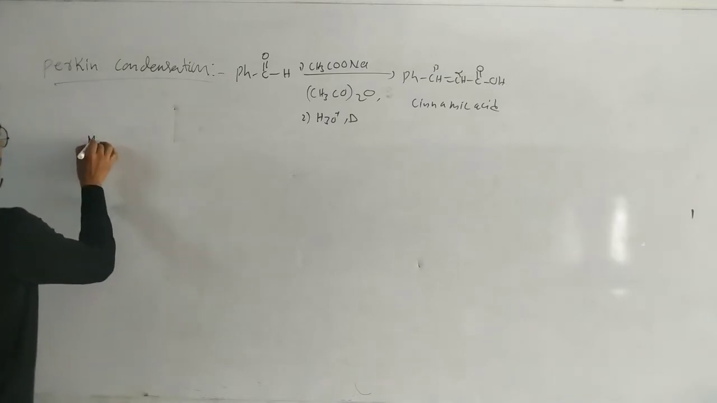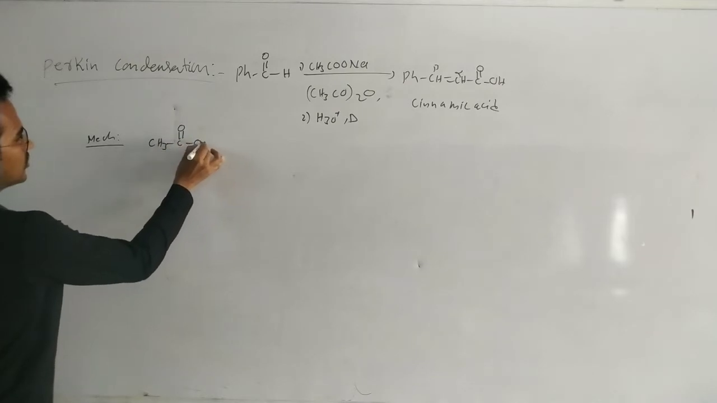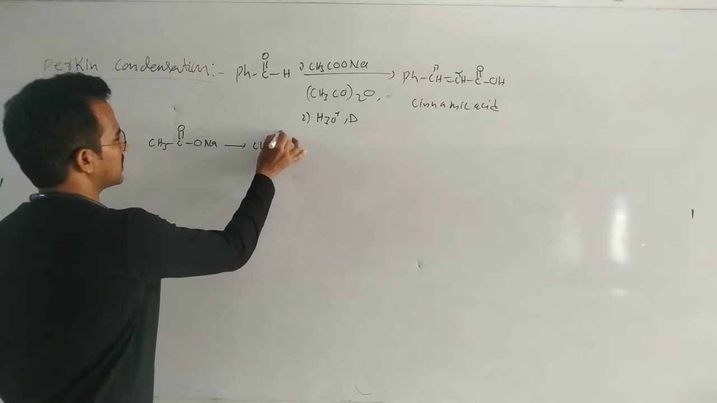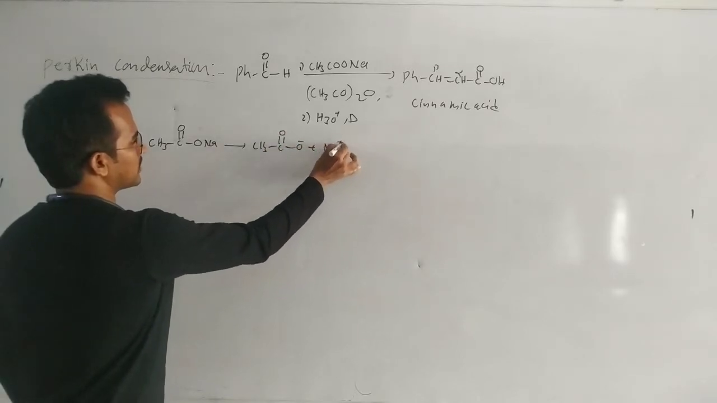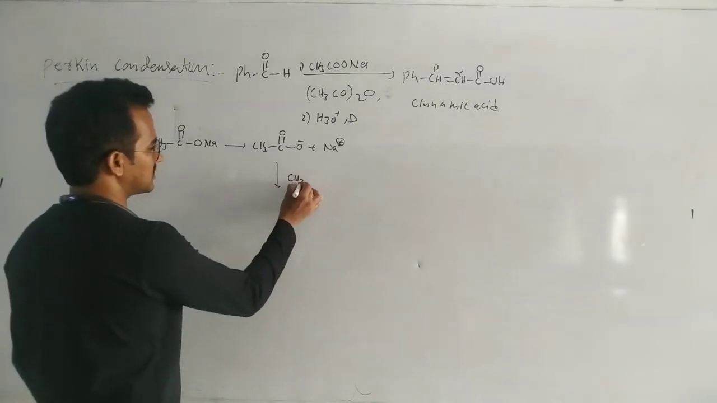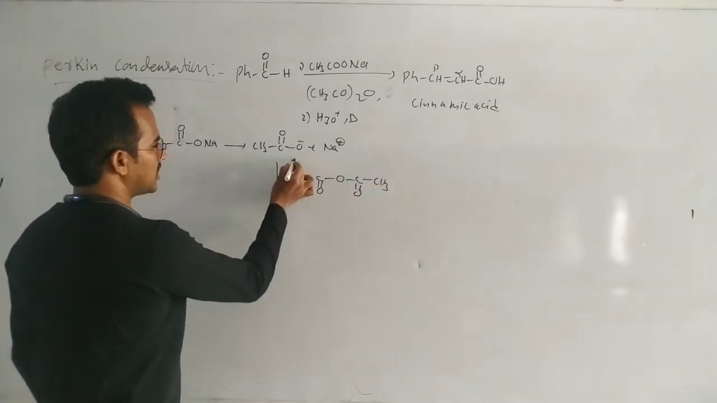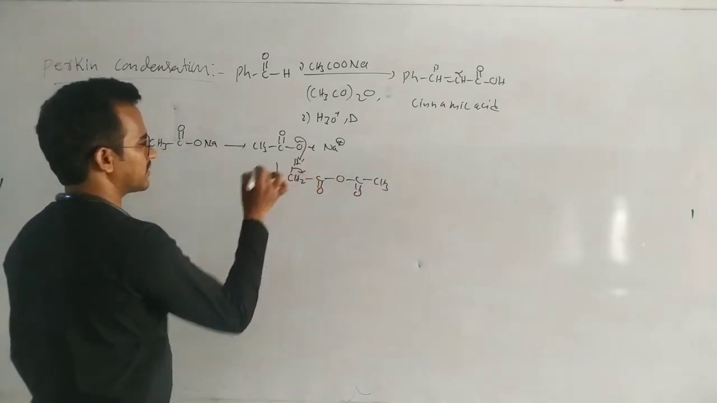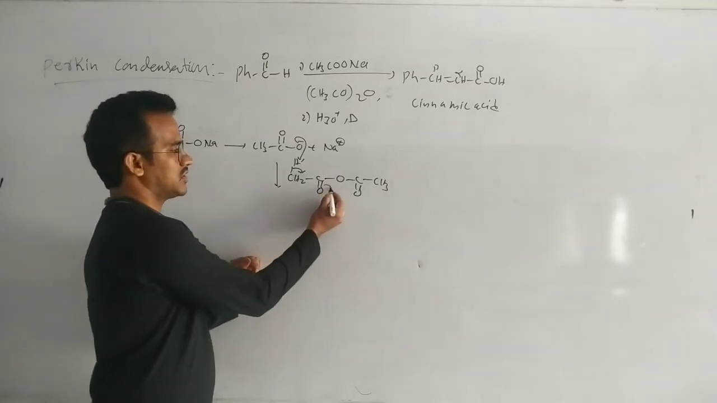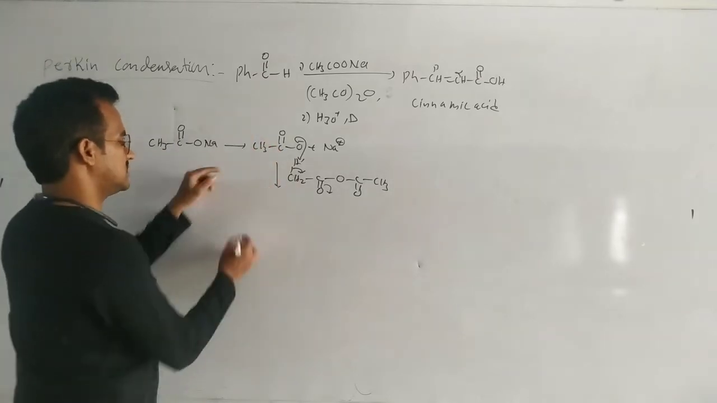Okay, so what is the mechanism of this reaction? Let's see this one, very simple. CH3C(=O)ONa is first of all a combination of two ions, acetate and Na+. Now this acetate acts as a base that removes the proton from the anhydride. Why is this anhydride acidic in nature? Because it has an electron withdrawing group, so these protons are acidic in nature. These protons are abstracted by the acetate ion.